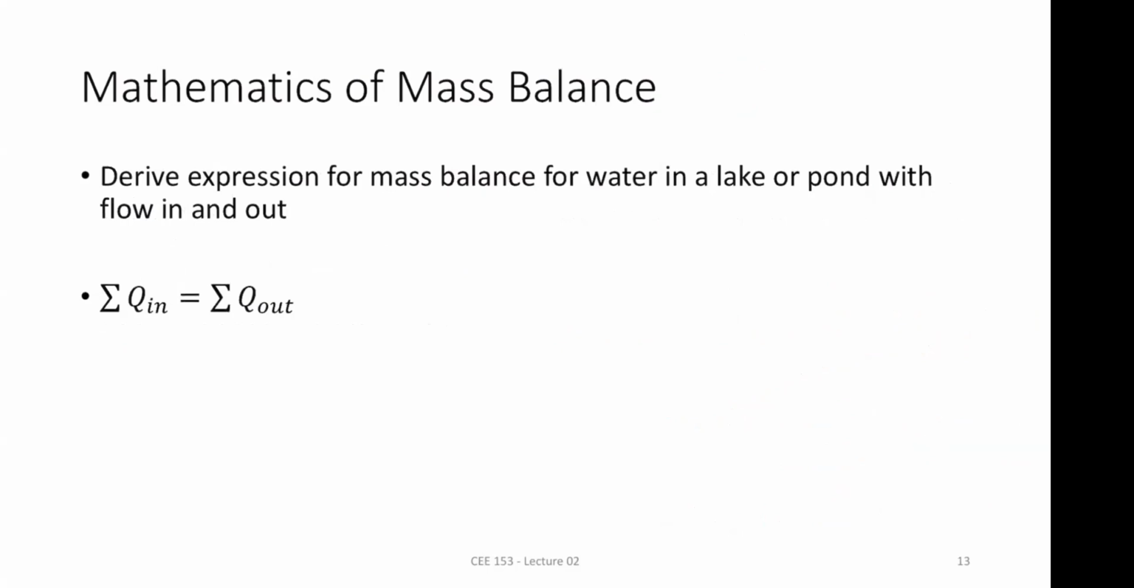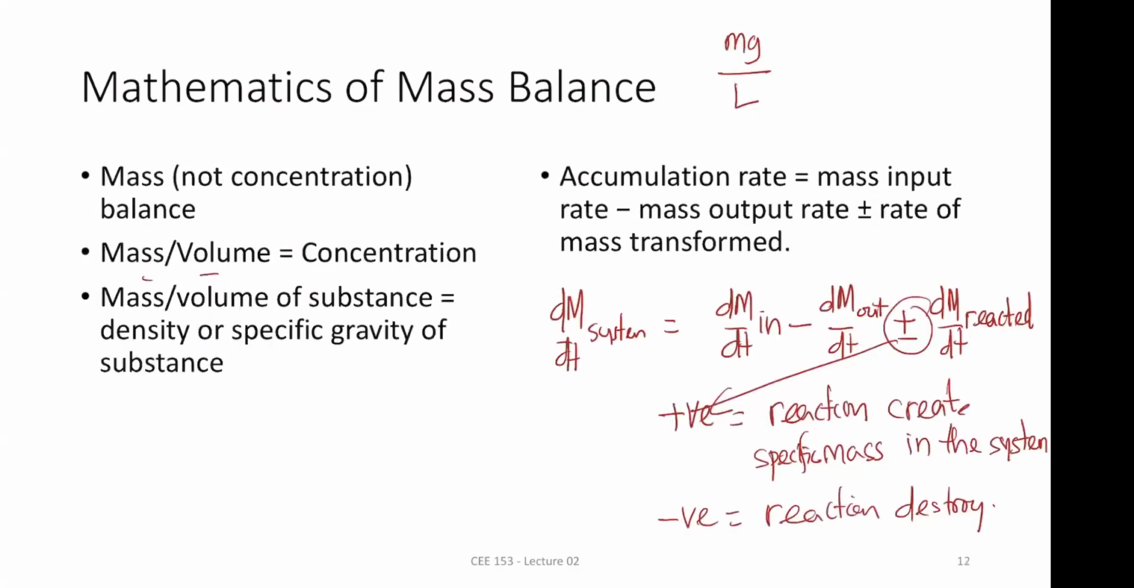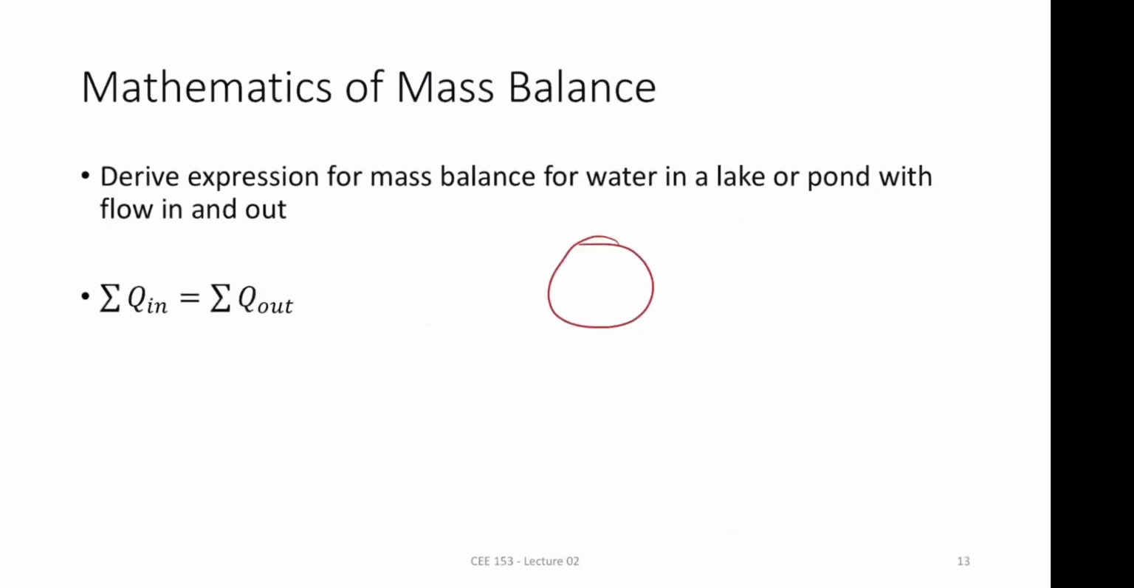So let's solve that question. Mathematical mass balance: derive the mass balance equation for water in a lake or pond with flow in and out. Okay, so I'm going to do that for a lake. Positive or negative, yes. Let's see. Yeah, this is positive. Sorry, a lot of times I assume a lot of things, so remind me.